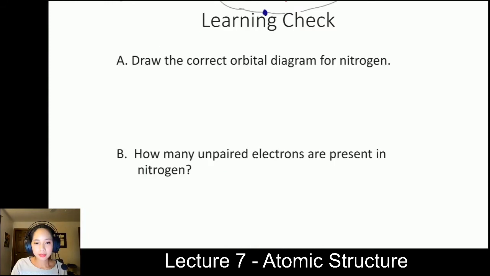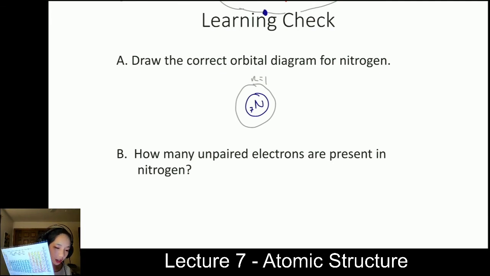Let's do another example of drawing the orbital diagram for an element, this time nitrogen. So we're going to go through the same steps as always. We're going to start at hydrogen and work our way up to nitrogen, which is element number 7. So first things first, we're going to draw the nucleus. So nitrogen, it has 7 protons. And we always start with our n equals 1 shell. So n equals 1, we're going to start at hydrogen. We're going to fill hydrogen to helium. So that's 2 electrons in our n equals 1.